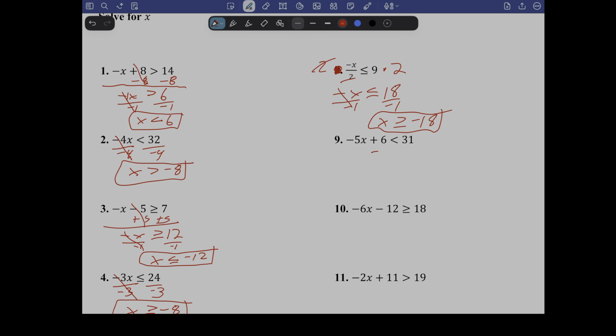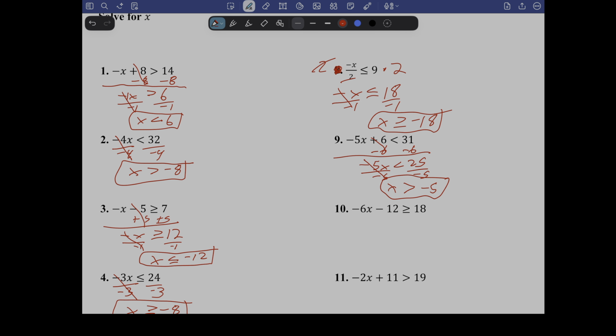Here it's a two-step problem. I'm going to subtract 6 from both sides. I'm going to get negative 5x is less than 25. But now I have to divide by my negative. If I divide by a negative, now I flip the sign.